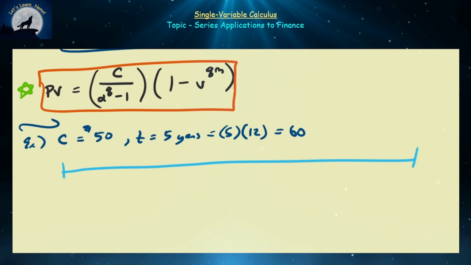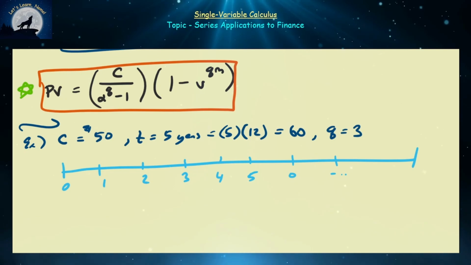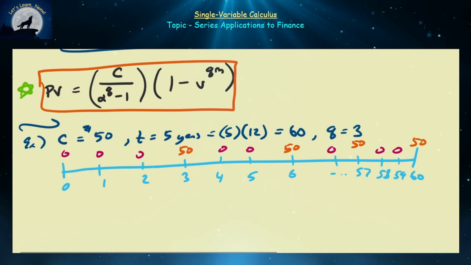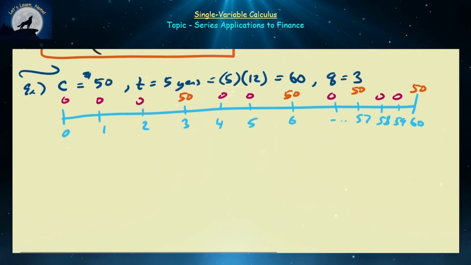So if we look at our timeline, what are we going to have? And let's also assume that we're paying $50 every 3 months. So we have 0, 1, 2, 3, 4, 5, 6, all the way down to, let's say, 57, 58, 59, and 60. So we're paying $50 at 3, $50 at 6, $50 at 57, and $50 at 60, and we're paying $0 everywhere else. I guess we're not really paying anything, but we can say we're paying $0.